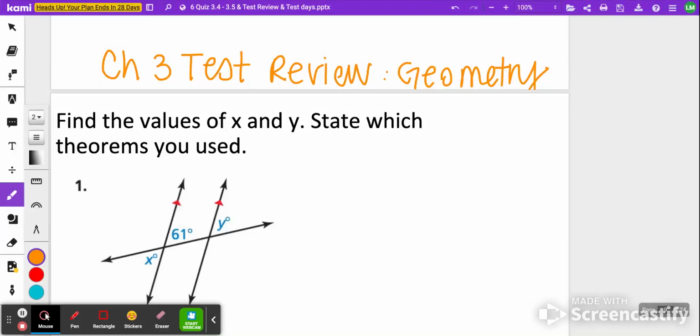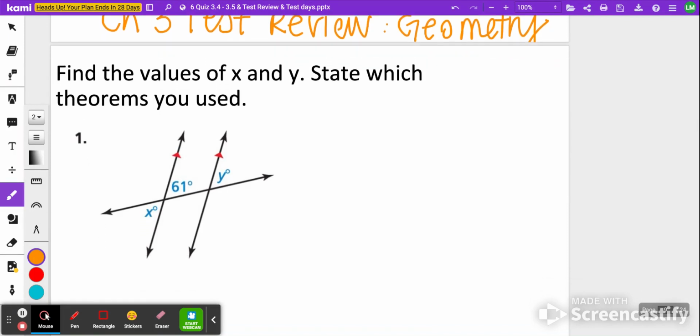Today we're going to be looking at our Chapter 3 test review, so let's go ahead and get started. Find the values of x and y and then state the theorems that you used.